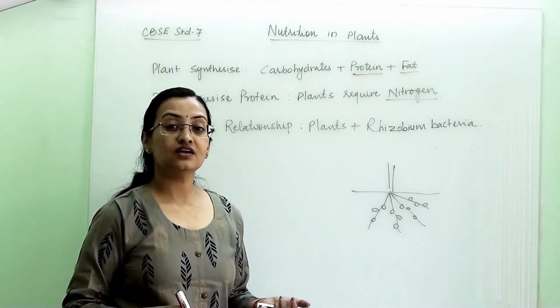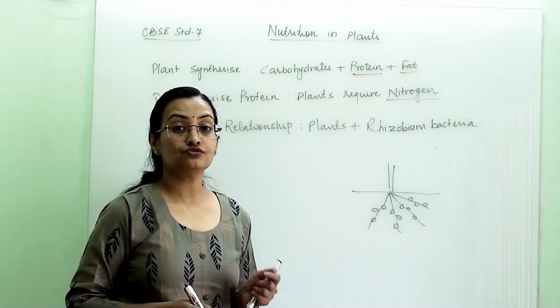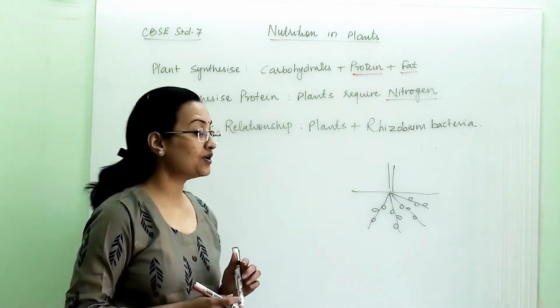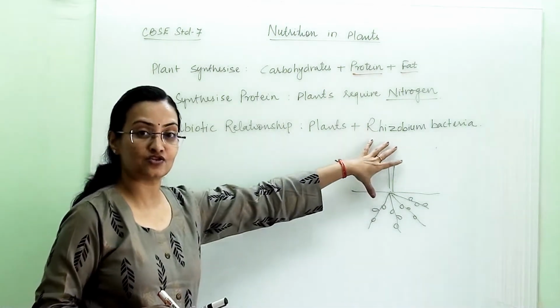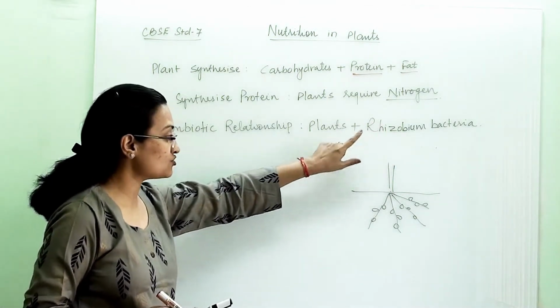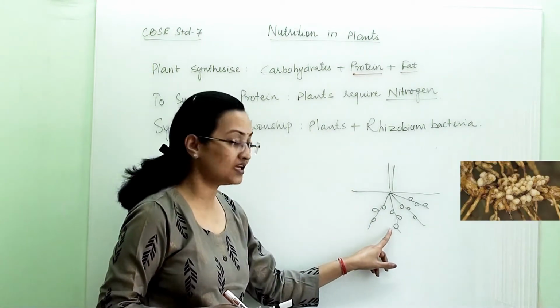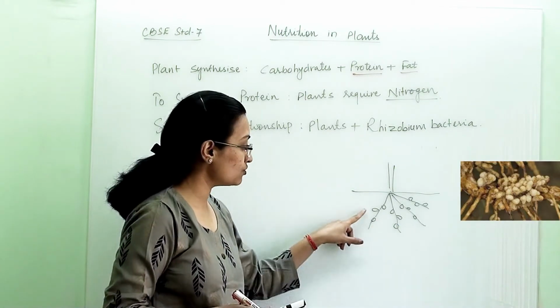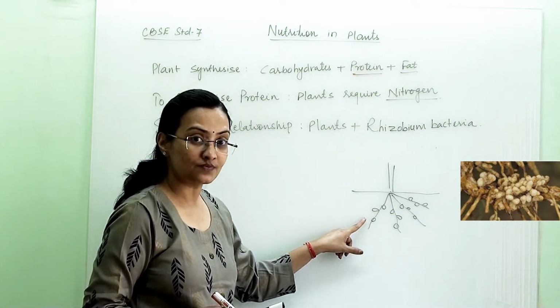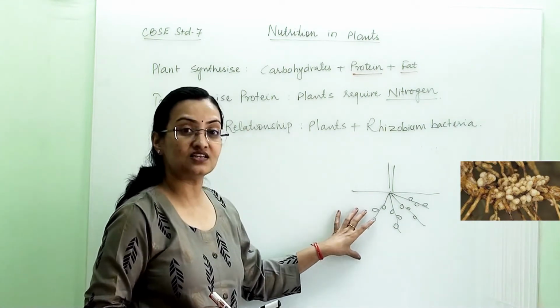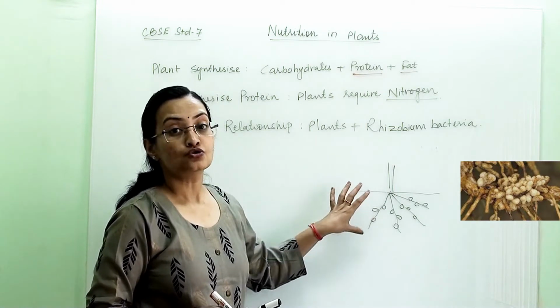Now, plants have their own way to take nitrogen from nature, and they do it via a symbiotic relationship between plants and rhizobium bacteria. This rhizobium bacteria will stay in the roots. They will make a nodule-like structure, and they will stay in the roots, and they will suffice the need of nitrogen for the plant.